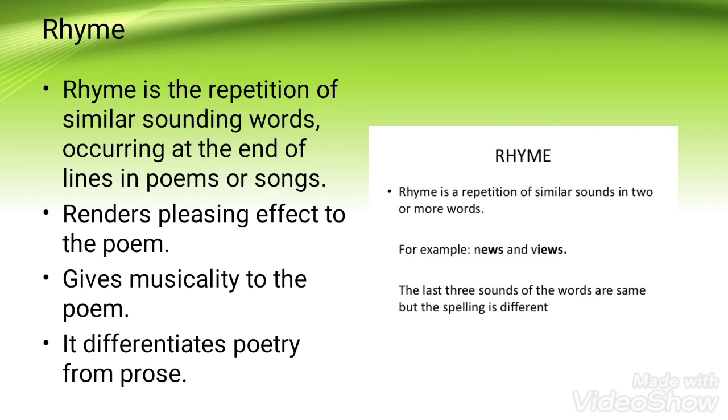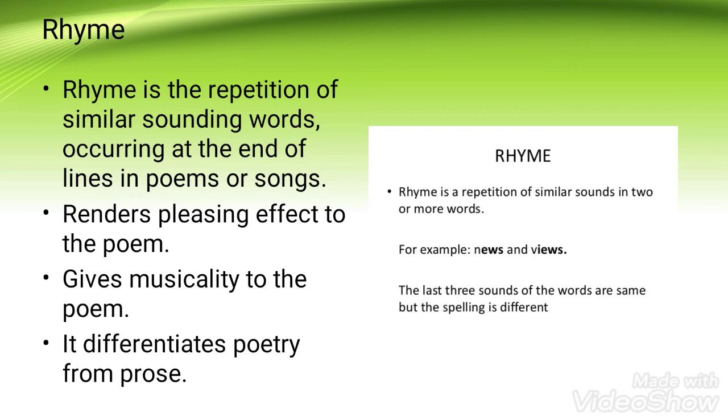It is employed for the specific purpose of rendering a pleasing effect to a poem. It gives musicality to the poem, and it gives a typical symmetry to the poem, and this very symmetry differentiates poetry from prose. So I think rhyme is very important, and examples are available on the slide also.